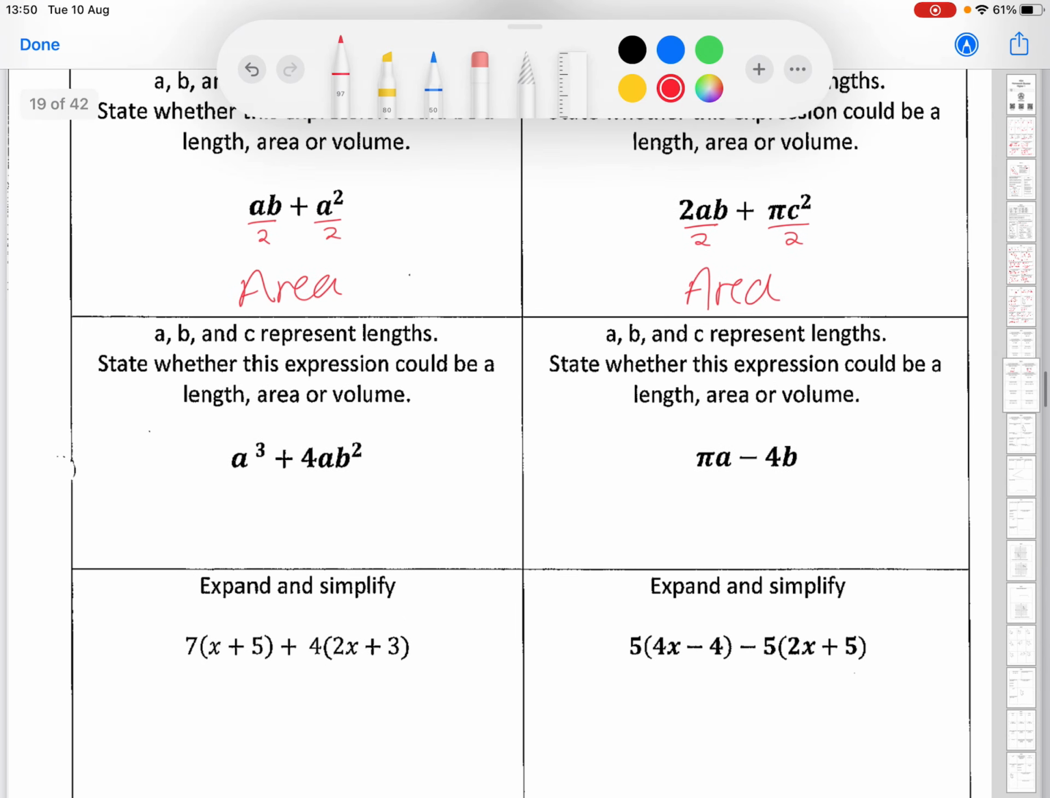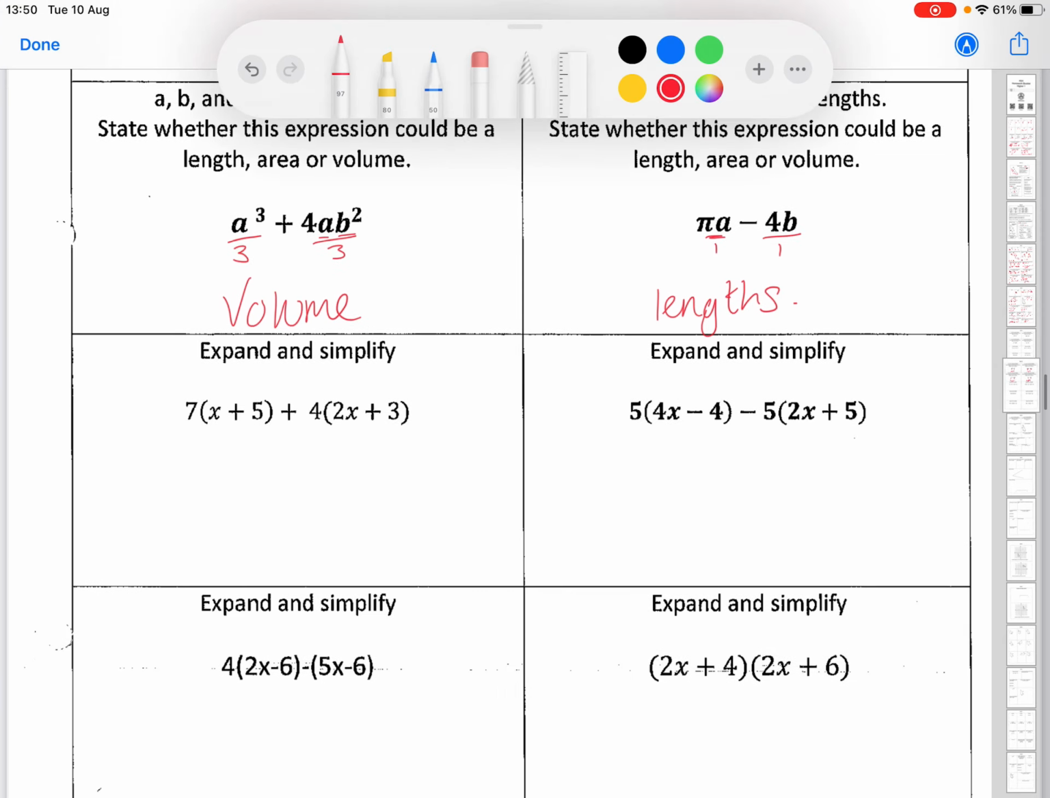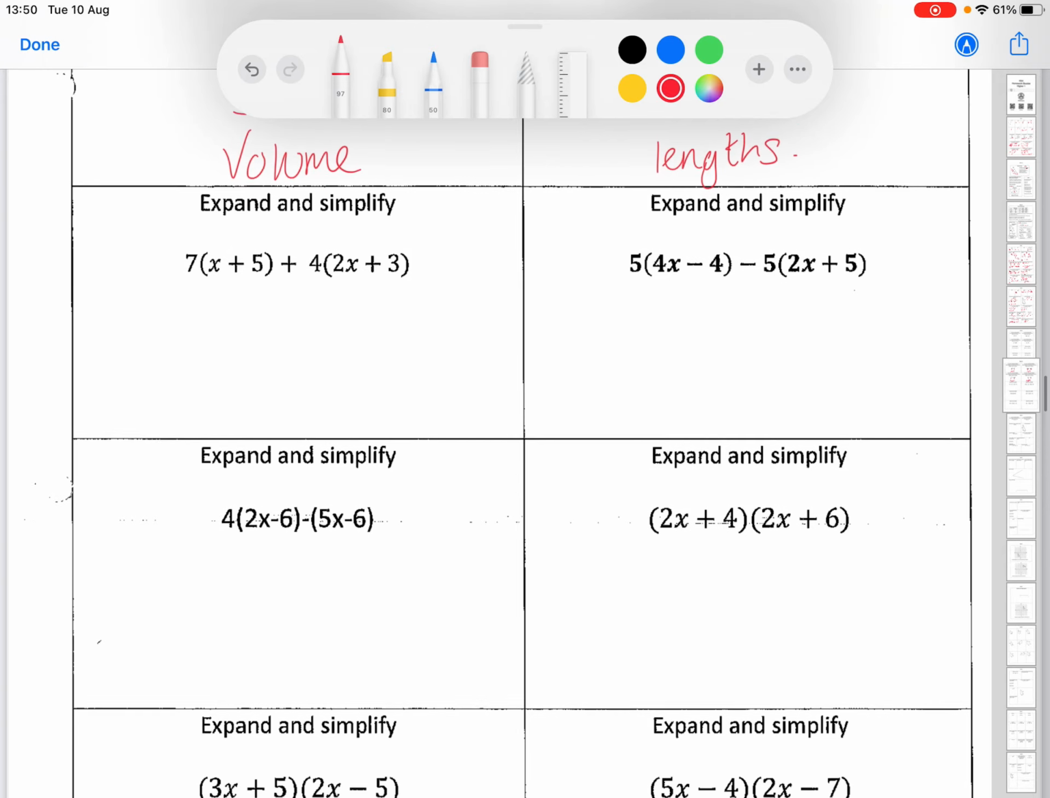So if you've got a 2 and a 2, that makes an area. This one is a 3, so that's volume. Then we've got 1, 2, 3, so that's also a 3, so therefore that is volume. This one we've just got 1 letter, and this one we've got 1 letter. 1 letters are lengths. So all of those were possible.